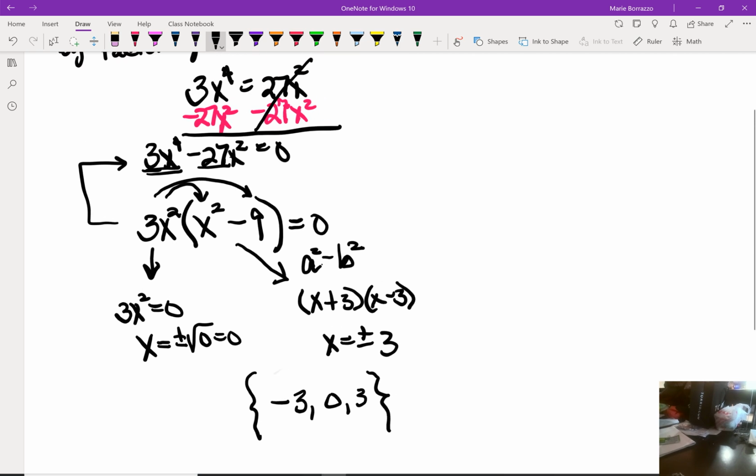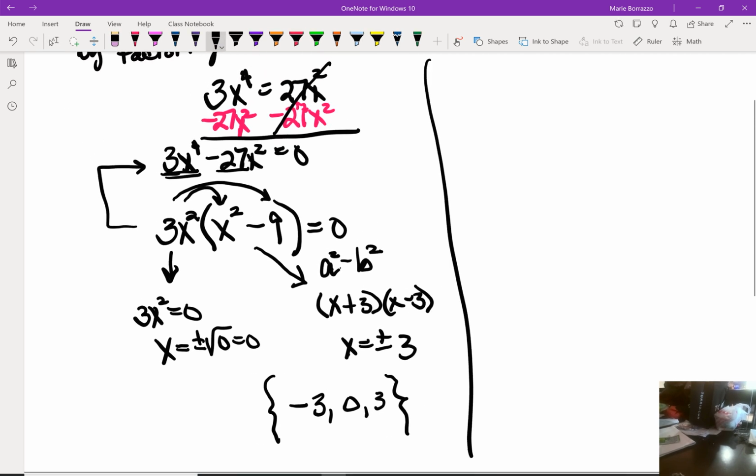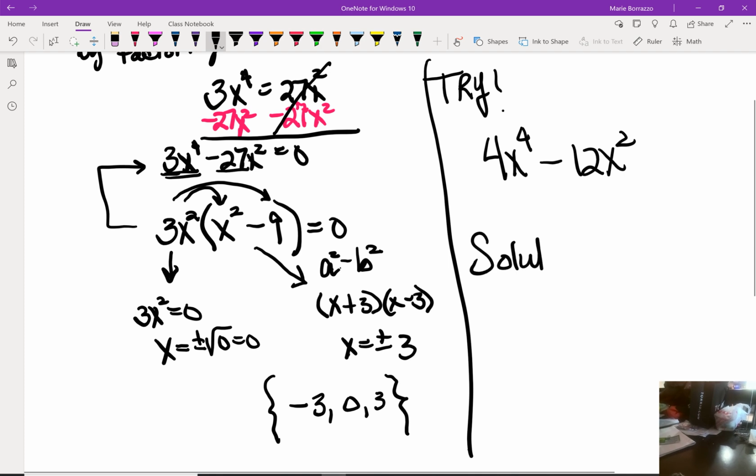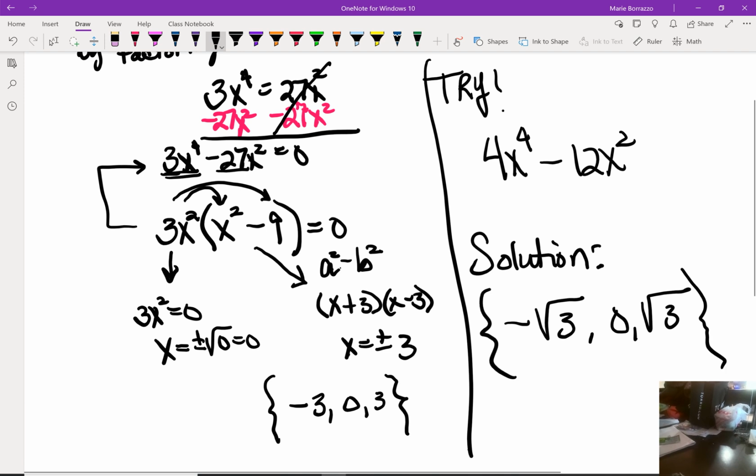All right, if you feel that you mastered this, let's try one in the classroom. This is your try. You can pause the video if you're doing this at home. And go ahead and try and solve for this. So we have 4x to the fourth minus 12x to the second. And so we're going to solve for this equation. Go ahead and pause the video now. And I'll go ahead and give you the solution back down here. So once you start the video again, you'll have the solution. This solution ends up being negative square root of 3, 0, positive square root of 3. And that's your solution for that equation.